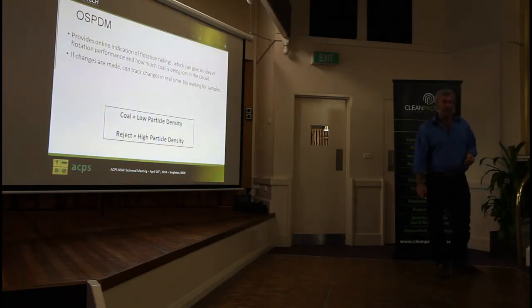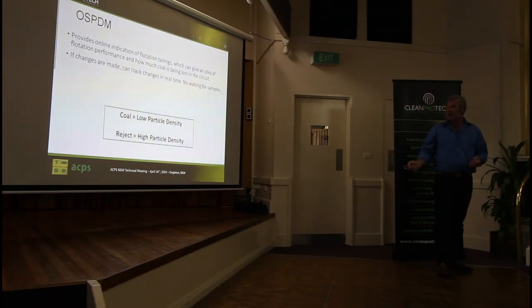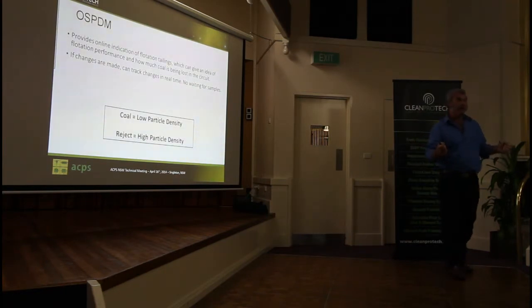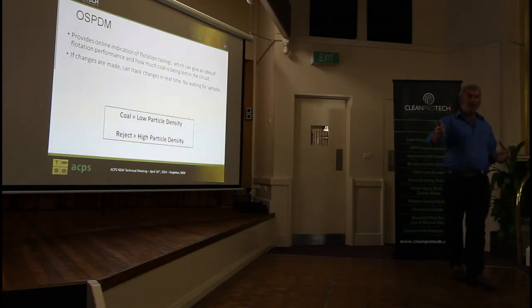So, I suppose this all comes back to our OSPDM, particle densities. Remember, coal's got a low particle density. Reject, it's got a high particle density. If you're measuring that online for the operators in a plant, if you're on the reject stream, you want that particle density high. Product stream, you want it low.